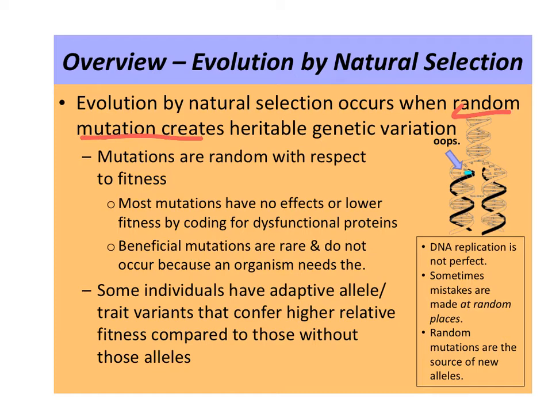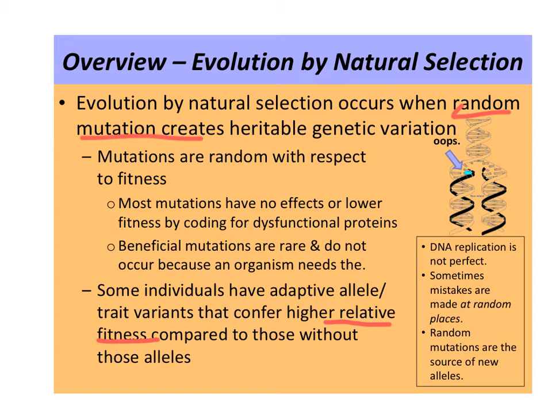Once in a while, you'll get a variant where it actually functions better. But beneficial mutations are rare, and they certainly don't occur because an organism needs them. They happen randomly. Now, some individuals have adaptive alleles or trait variants that confer higher relative fitness, and we're going to talk about what fitness is in a bit.